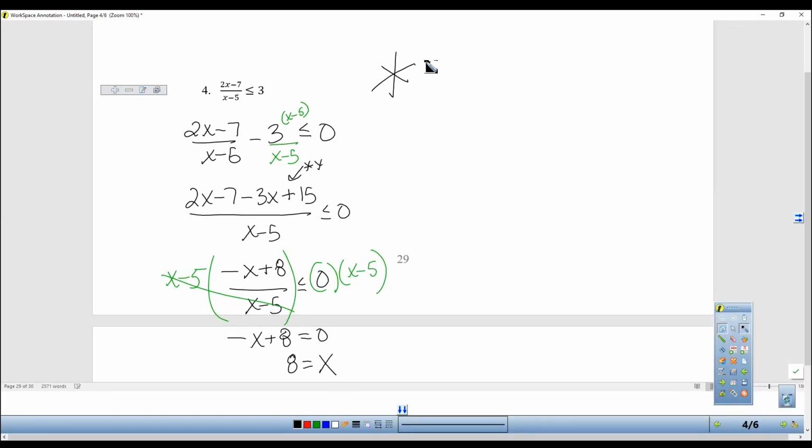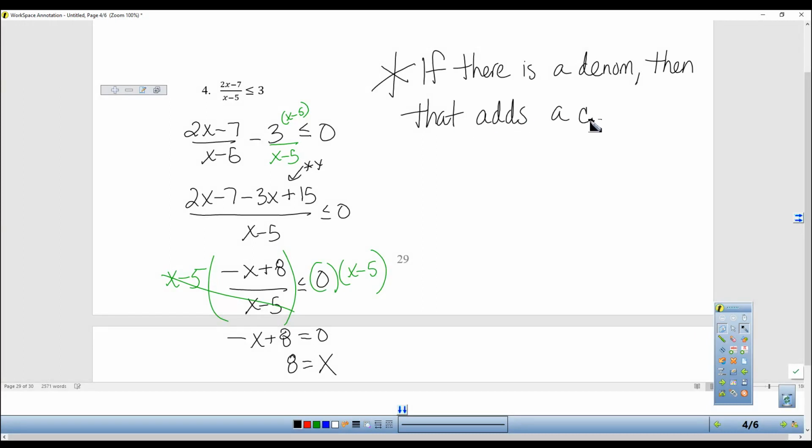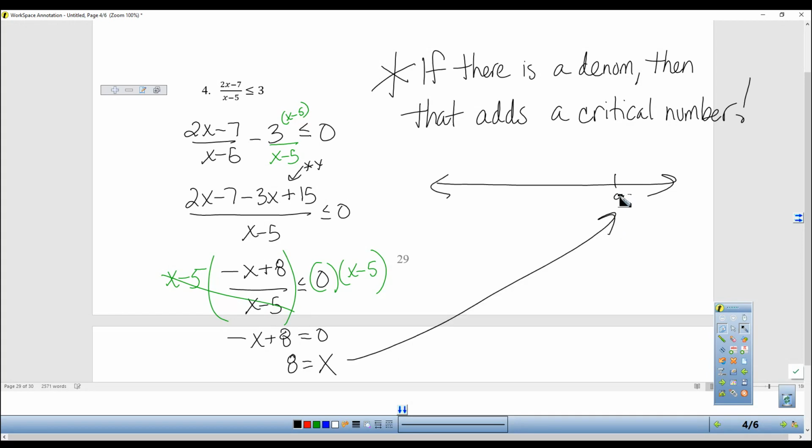Okay, so if there is a denominator, then that adds a critical number. So when you go to make your number line, yes, 8 is going to go on it, but so is 5, because it's critical. X can't be 5. So that ends up going on the chart as well.